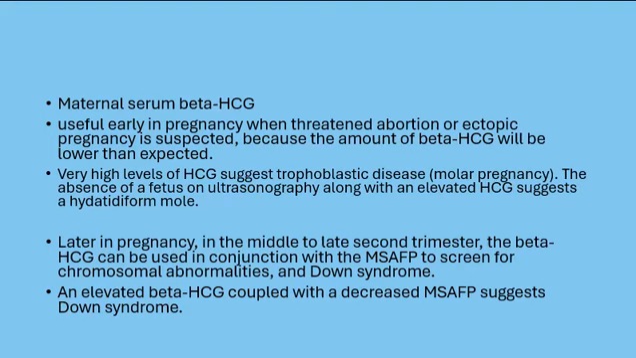Later in pregnancy, in the middle to late second trimester, the beta-HCG can be used in conjunction with the MSAFP to screen for chromosomal abnormalities and Down syndrome. An elevated beta-HCG coupled with a decreased MSAFP suggests Down syndrome.